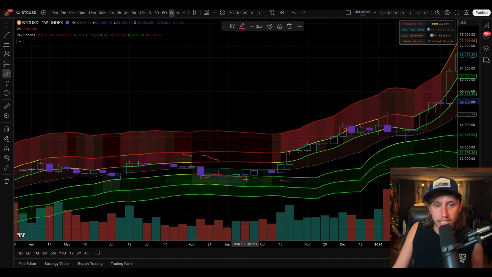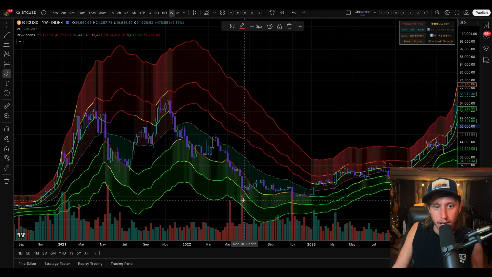And we do see on the weekly time frame, a lot of times the absolute lows of the bear market will come off of some of these levels here. So that's super interesting on the weekly.